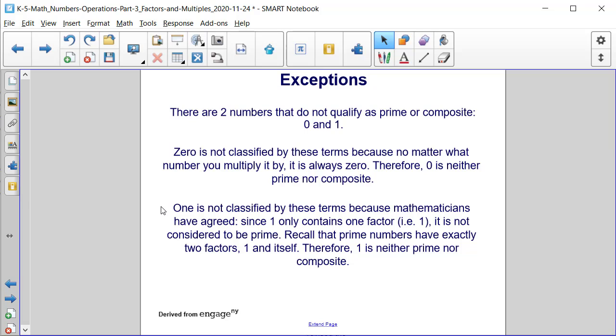1 is also not classified by these terms because mathematicians have agreed that since 1 only contains 1 factor, itself, it is not considered to be prime. Recall that prime numbers have exactly 2 factors, 1 and itself. Since the only factor of 1 is 1, it is neither prime nor composite.